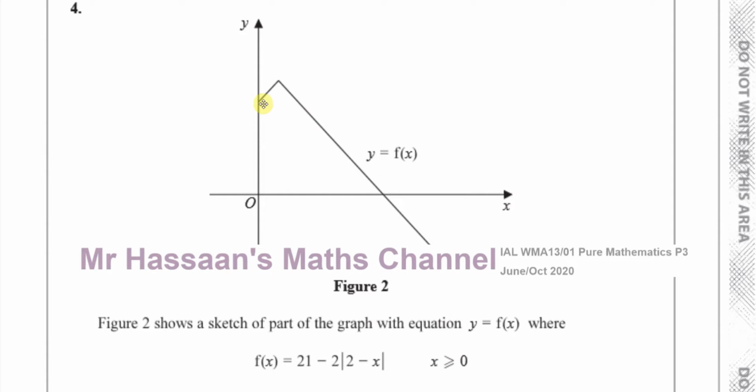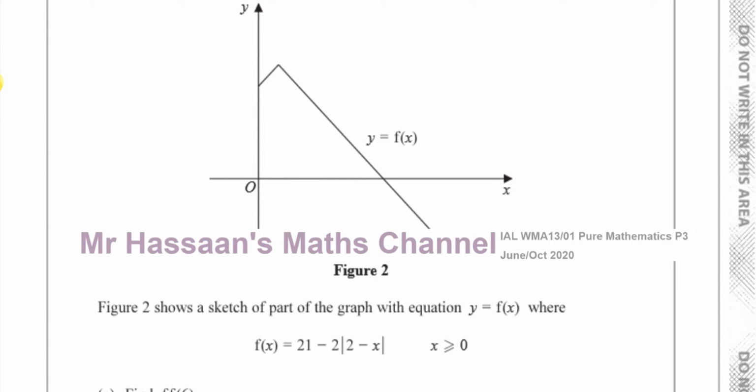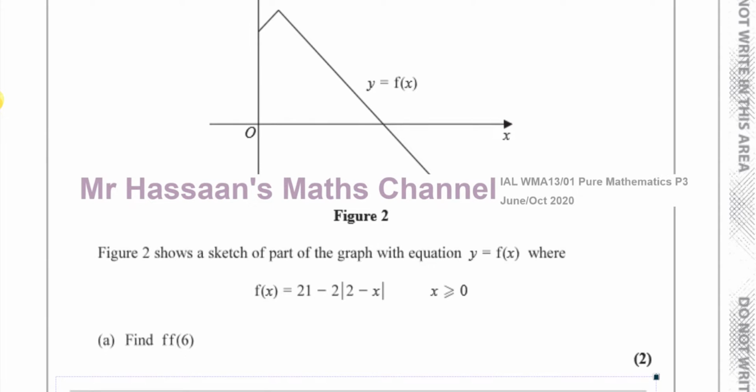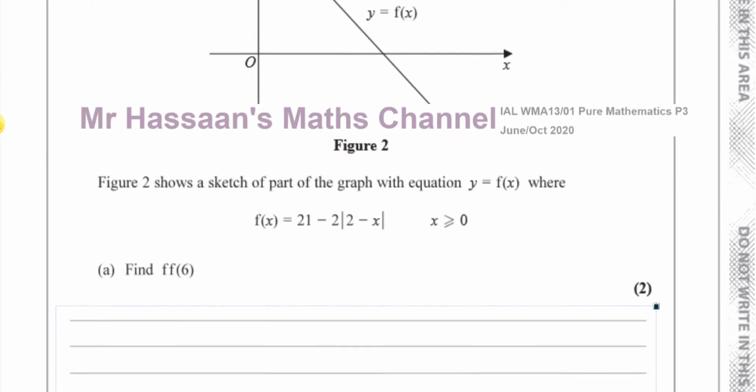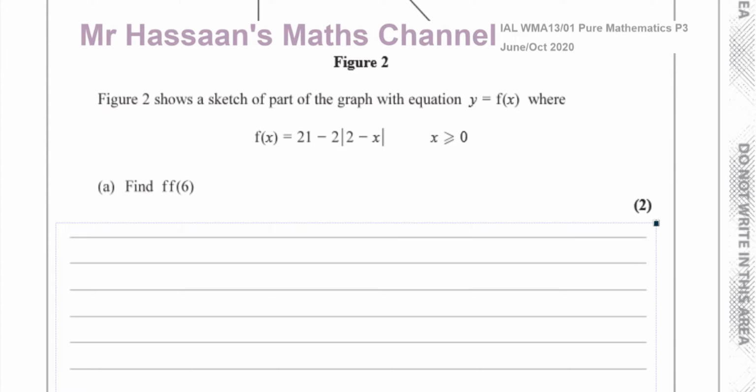As we see, the graph starts from the y-axis, where x is equal to 0. It doesn't go below that or beyond that on the negative side. It says find f of f of 6. Well, basically what all this means is they want you to find what f of 6 is, substitute 6 inside the function f, and then what comes out of that, put it back into the function f again.